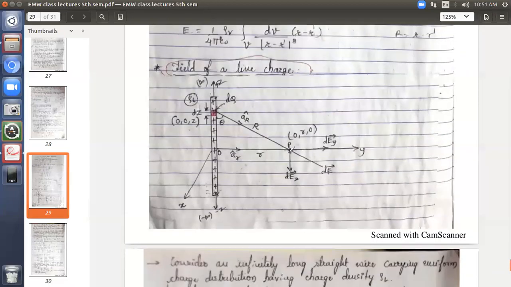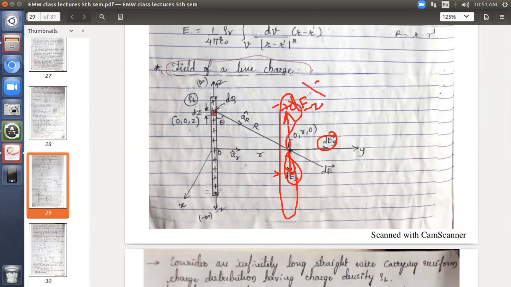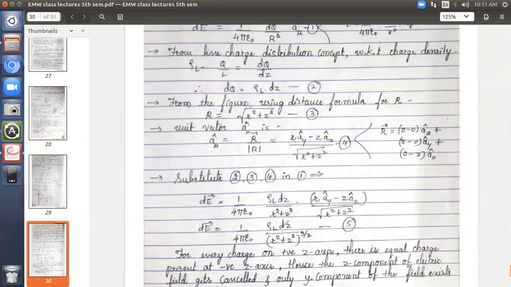If you see, I have written it here, dy and dz. This is your component. It has one opposite component here. dEz negative. If you consider this as positive, this is negative. If you consider this negative, this is positive. So this component will vanish. We don't get the z term, the z component.